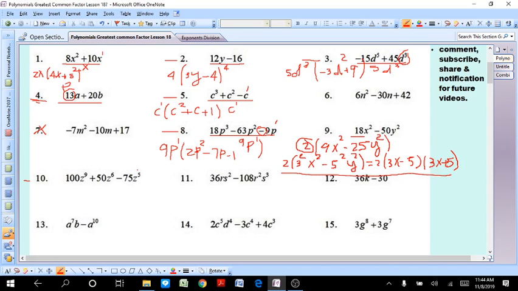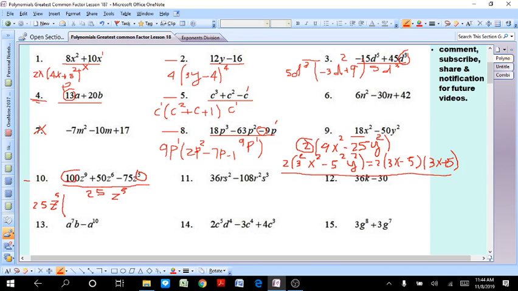The lowest degree is 5. So I have to divide everything by z to the 5th, because that's my lowest degree. Then 150 and 75 are divisible by 25, so I can also divide everything by 25. So I can pull out a 25 z to the 5th. Right? Now I can do my operation.